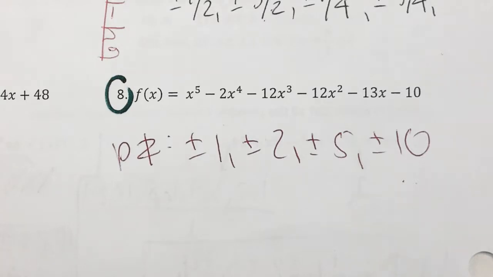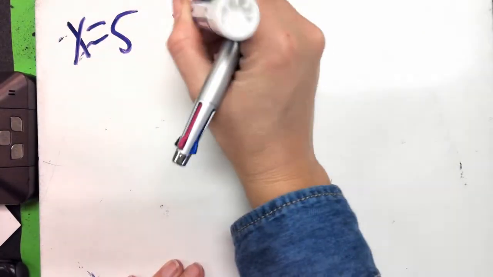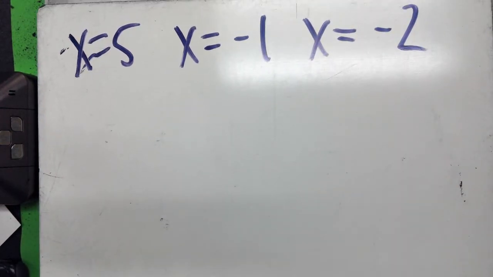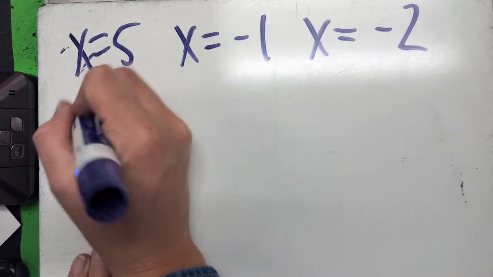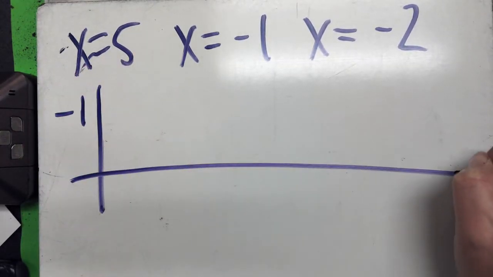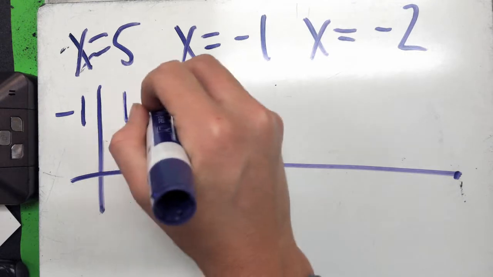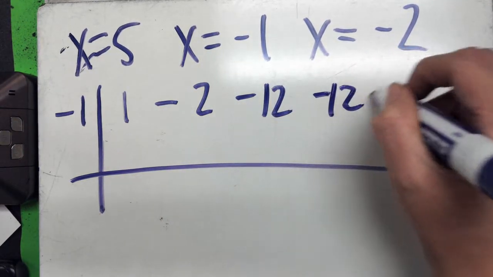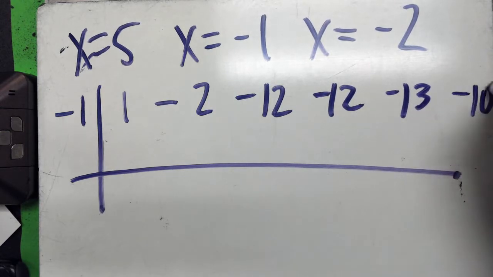Okay. So let's go ahead. I'm going to do this on the board. The zeros again were 5. What was the other 2? Okay. So we're going to use synthetic with one of these. I'll let you pick which one. -1? Okay. And I'll go ahead and write the coefficients. So 1, -2, -12, -12, -13, -10.